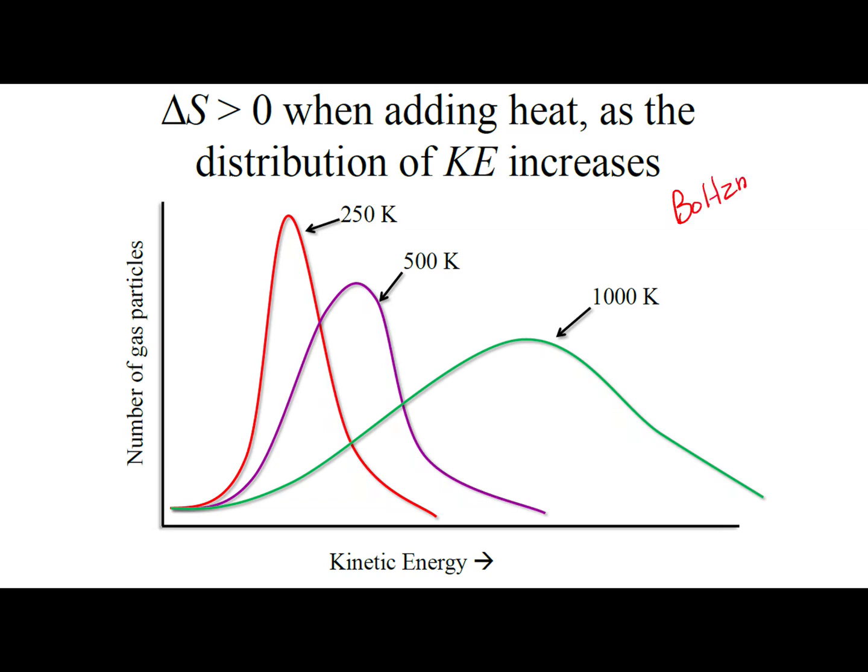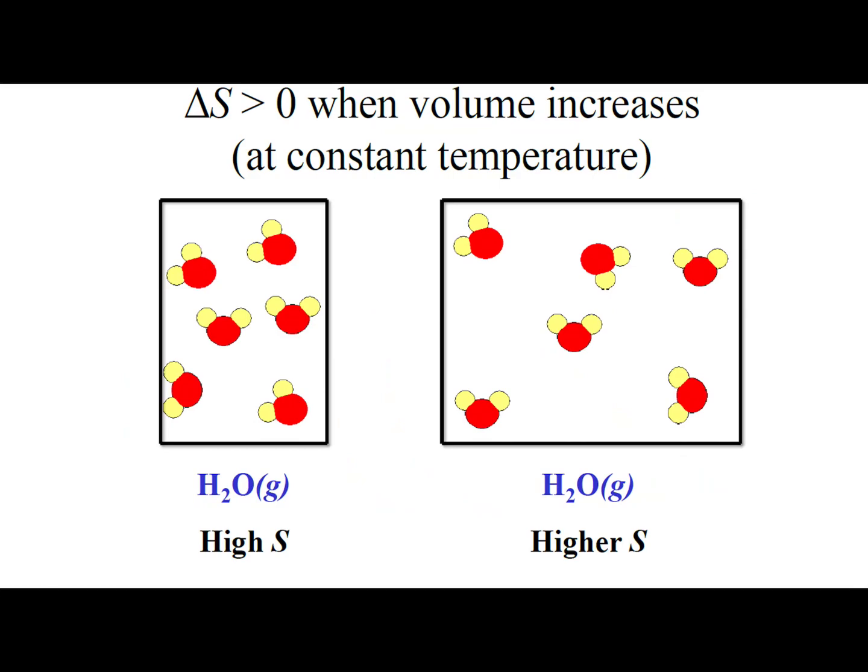This graph is called a Boltzmann distribution graph. From this graph, we can see that the amount of kinetic energy contained by the gaseous particles within a system is going to broaden as the temperature increases. This is going to be true for liquids and solids, but it's especially true for gases.